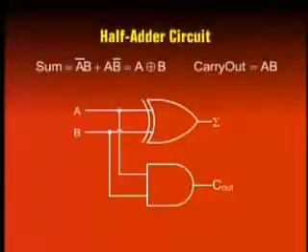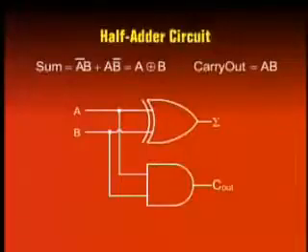Let us have a look at the expression representing the carry out output of the half adder. From the function table, the carry out output of the half adder is represented by the expression AB. Let us have a look at the circuit.